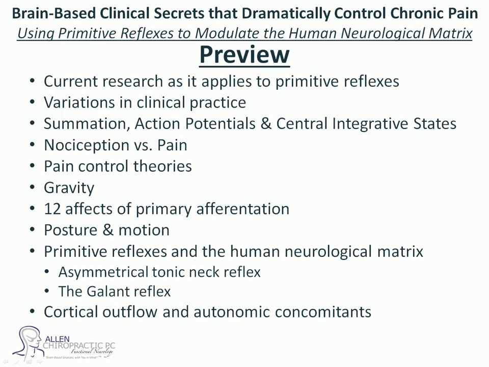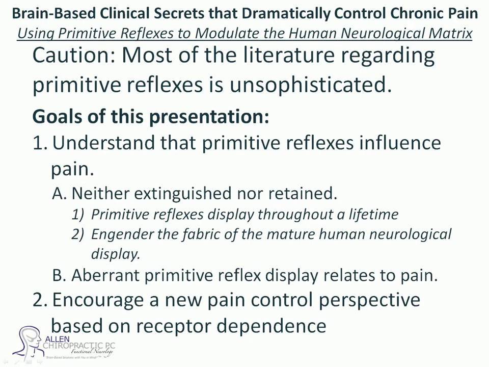and we'll discuss primitive reflexes in the human neurological matrix relative to a couple of videos, one on the asymmetrical tonic neck reflex and the other on the Galant reflex. We'll also discuss cortical outflow and autonomic concomitants, and then we'll tie it all together by talking about what happens in the dorsal horn of the cord to help control pain.